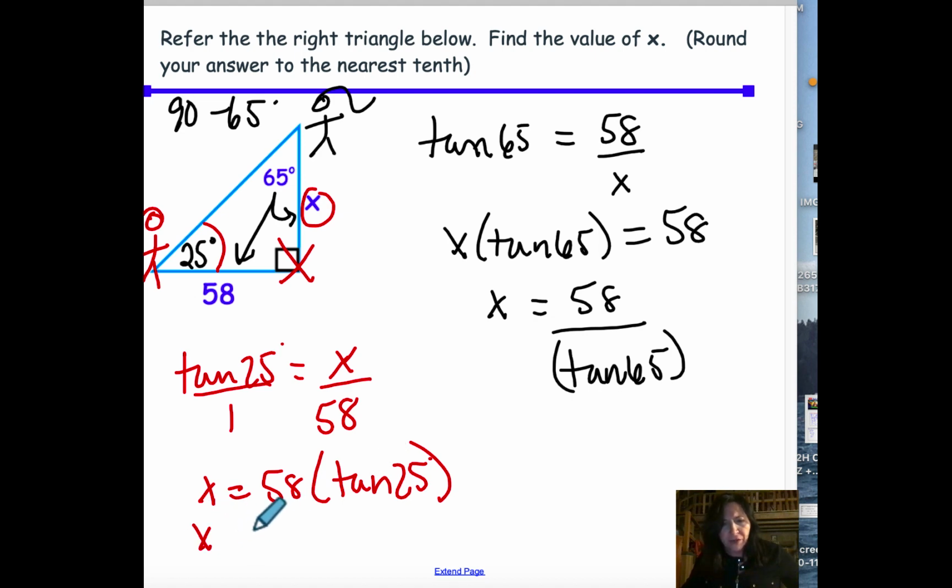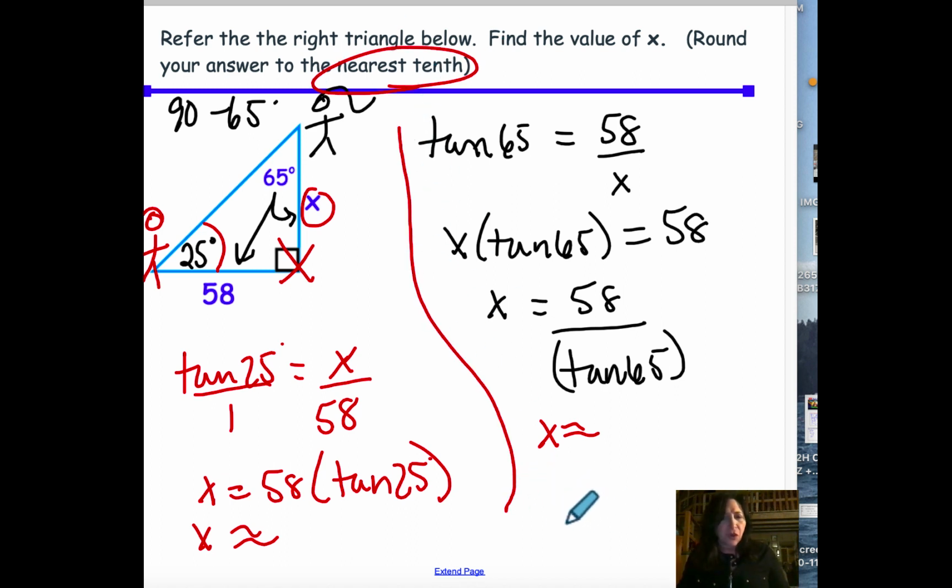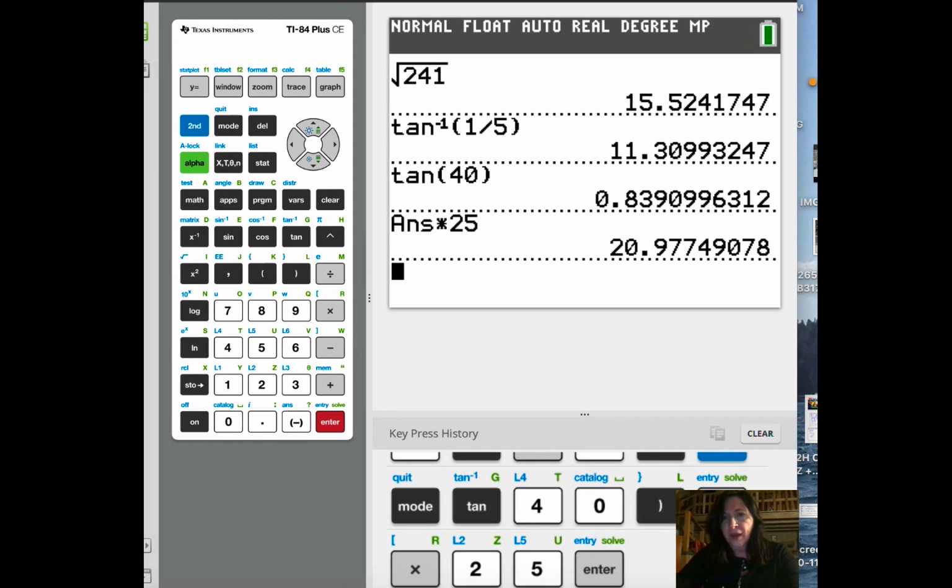So remember, we're trying to find a side, and this is going to be approximate, and they're asking me to round to the nearest tenth. Both of these are going to give me the same answer. So I just have to work them out and see which way is the best way for me to use. I'm going to use tangent of 25 times 58. I could do that one. Let's see what happens when I do that.